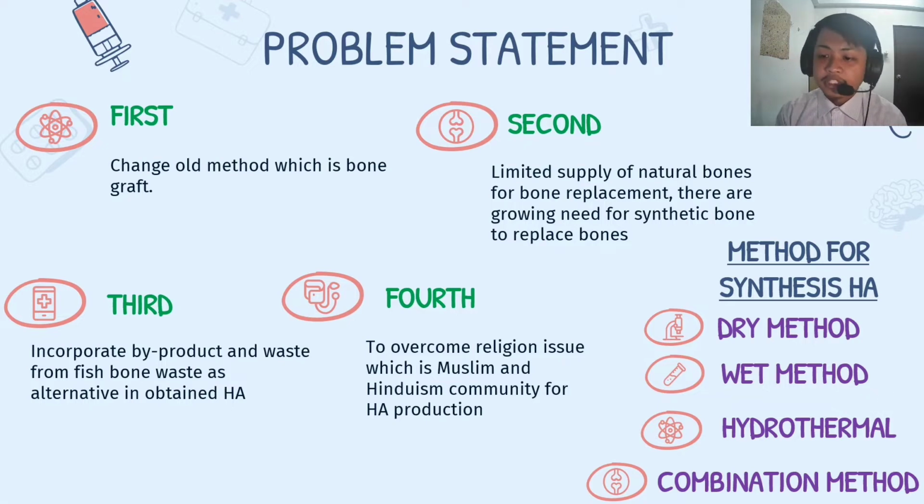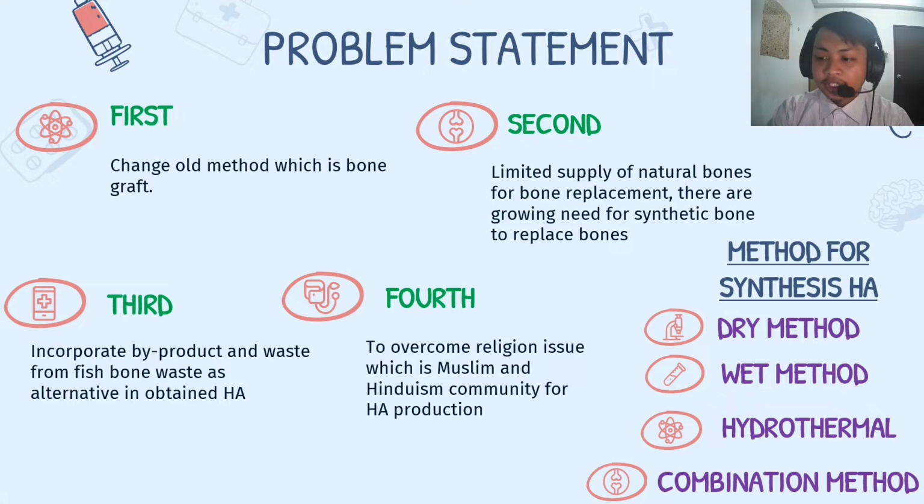Second, limited supply of natural bone. For bone replacement, there is a growing need for synthetic bone. Third, to incorporate byproduct and waste from fish bone waste as an alternative to obtain HA. Last, to overcome the religious issues of the Muslim and Hindu communities for HA production.